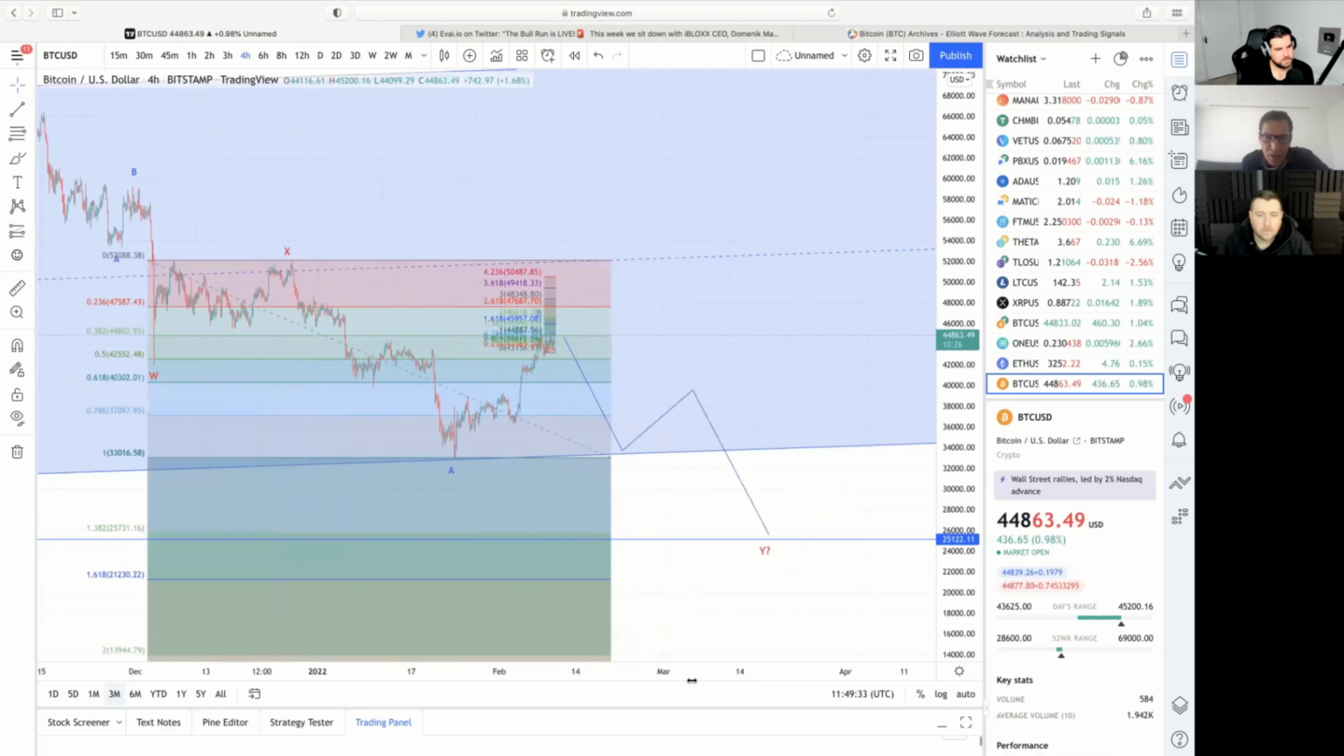So I know we all love to be bulls. We all love to think everything's going to continue to go up all the time. The markets do not move in one direction constantly. We'll just have a little look at XRP. I know there's a lot of people who love XRP.